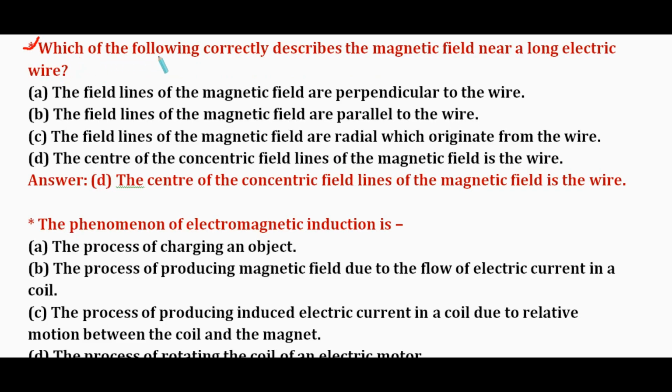Now the question: which of the following correctly describes the magnetic field near a long electric wire? The field lines of the magnetic field are perpendicular to the wire. The field lines of the magnetic field are parallel to the wire. The field lines of the magnetic field are radial, originating from the wire. The center of the concentric field lines of the magnetic field is the wire. And the correct answer is the center of the concentric field lines of the magnetic field is the wire.